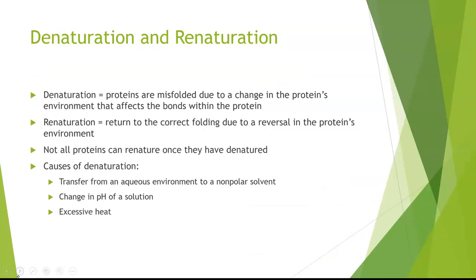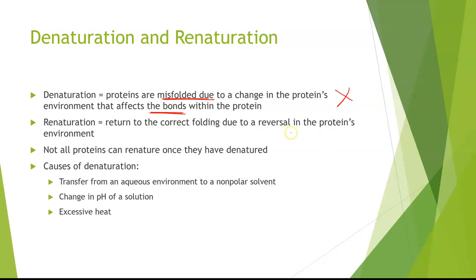Proteins can also denature and renature. Denaturing is when proteins are misfolded because of a change in the protein's environment that affects those bonds. So all of those bonds that we just talked about, the hydrophobic interactions, the ionic bonds between the side chains, hydrogen bonds, if the proteins are put into an environment that causes those bonds to change, then it could cause the misfolding of that protein, which will cause the protein to not function anymore.